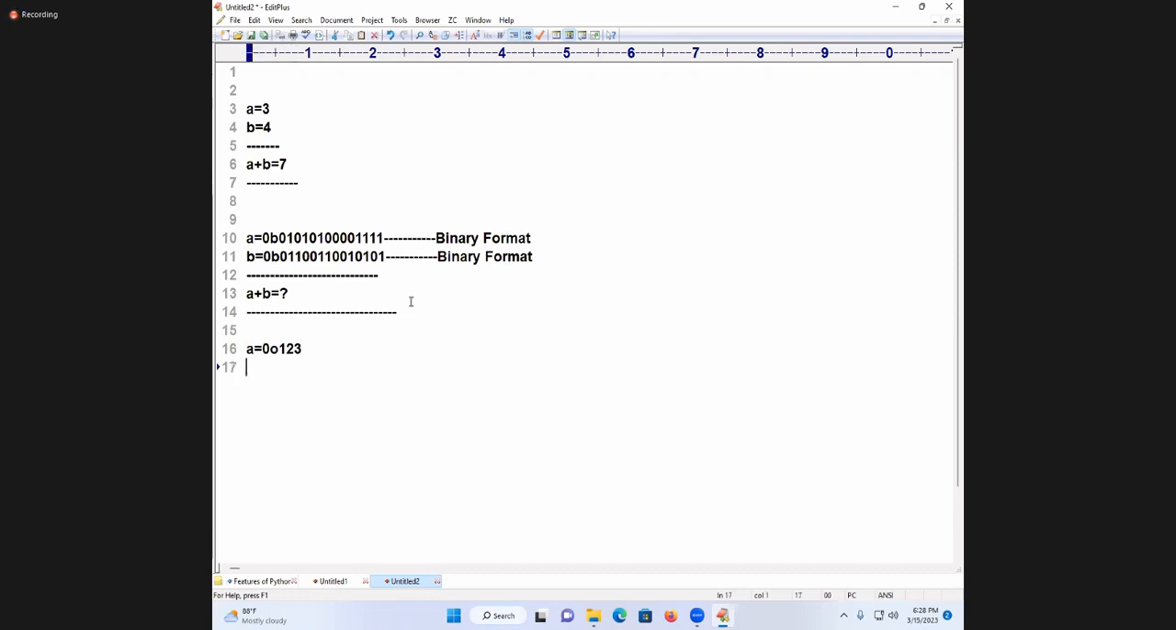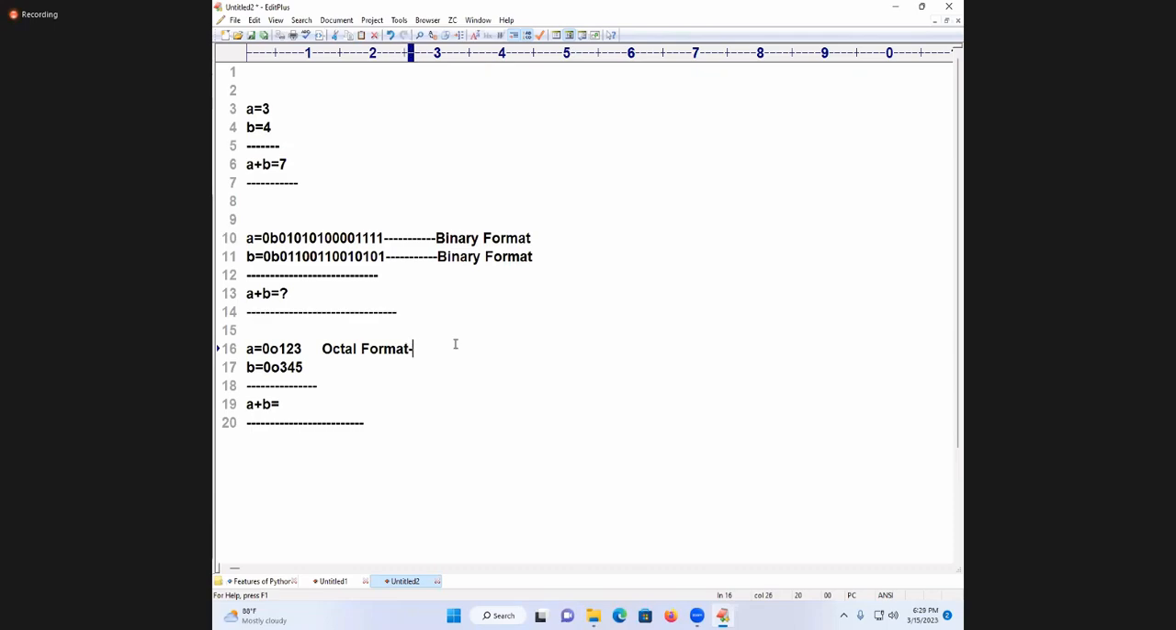Suppose I write A is equal to 0O123, B is equal to 0O345. What is the answer of A plus B? This is regularly asked in MCQs in the Python language. You take any student, they can't answer it, because this is represented in octal format.